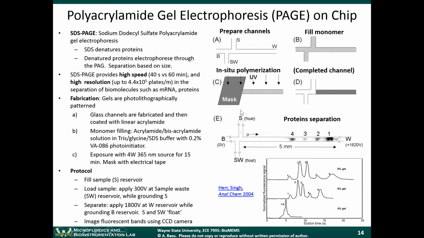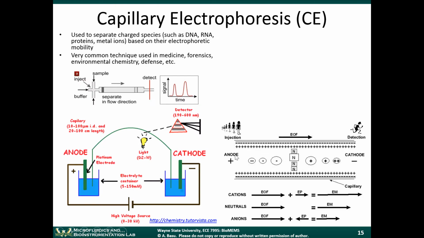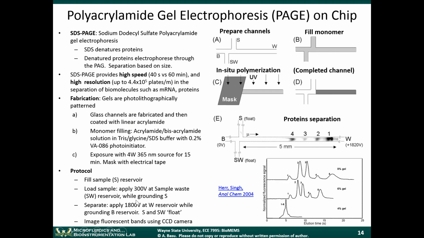By applying a voltage between S and SW, the sample will electrophorese down this way, from S to SW, so it'll fill this region of the channel. Then we separate by applying a voltage between this reservoir and this reservoir. So we remove the voltage from S and SW after the sample is loaded, and instead we apply a voltage between the waste and the buffer reservoir. Notice that we're applying a positive voltage on this side, 0 volts on this side. So the electric field is pointing from right to left.